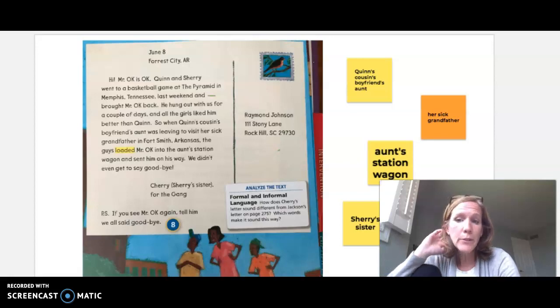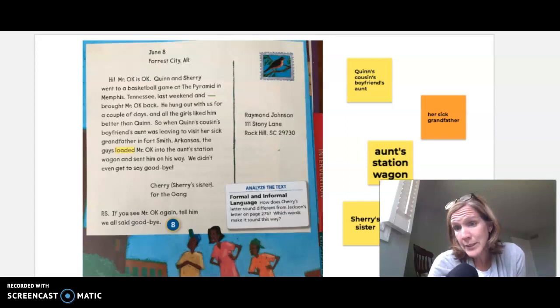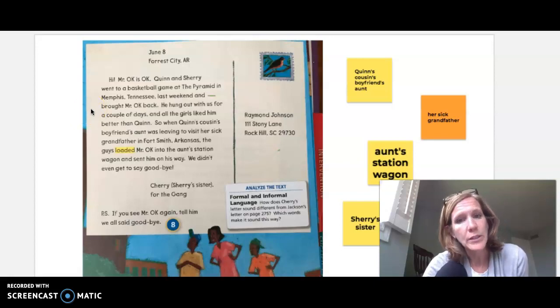Okay, so here is again the same postcard that we saw in our story, and we looked at this last week for possessives, and we noticed there are possessives in here and there are contractions. So the apostrophes in here can be both contractions, like right here in didn't, that's a contraction for did not. But we also saw some words that showed ownership, like this really long one: Quinn's cousin's boyfriend's aunt. So it's Quinn's cousin, the cousin belongs to Quinn.